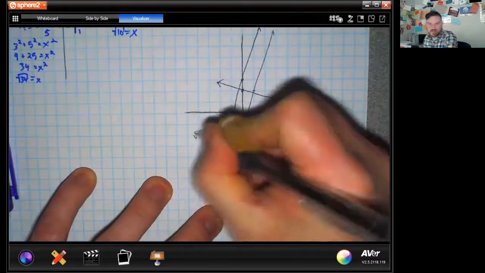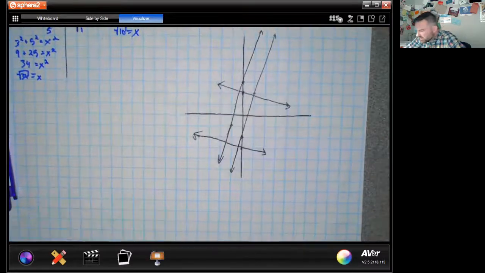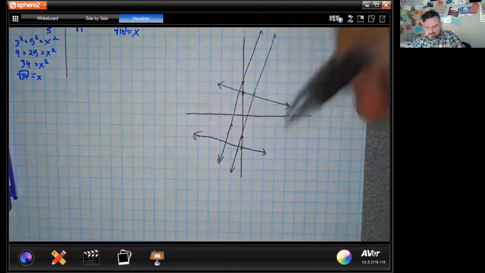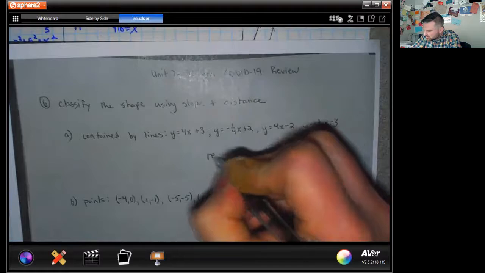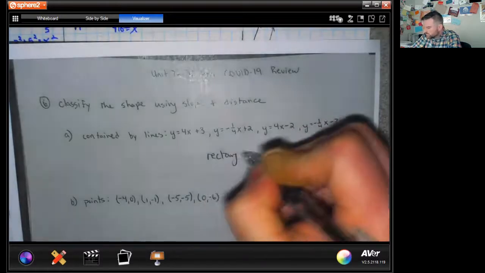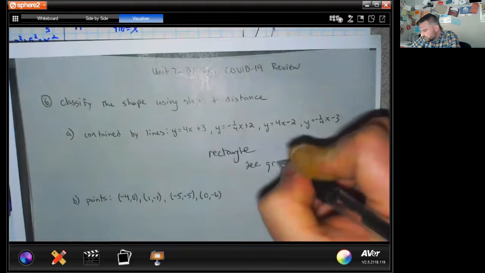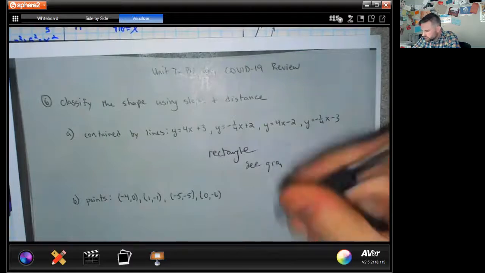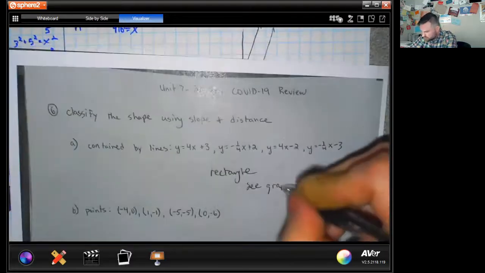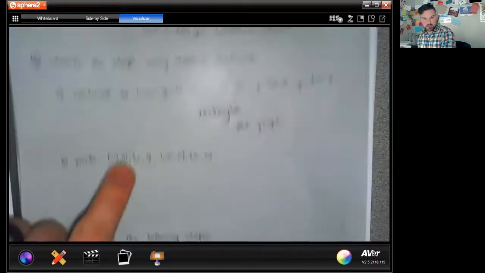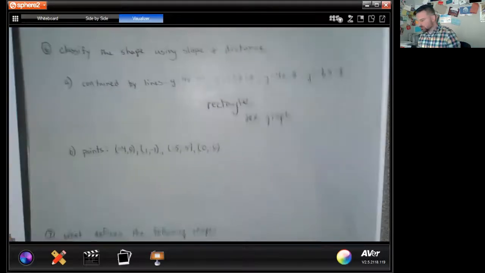So it could be something like that. So here we can clearly see that these sides are not all the same. Okay, so in this case, it is just a rectangle. Okay, see graph. All right, we've got some points here that we will actually graph.